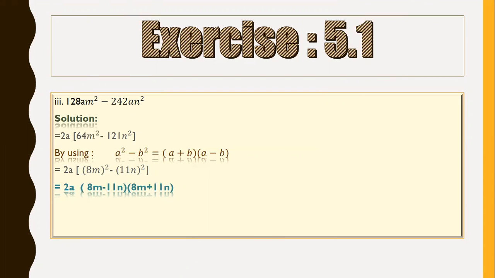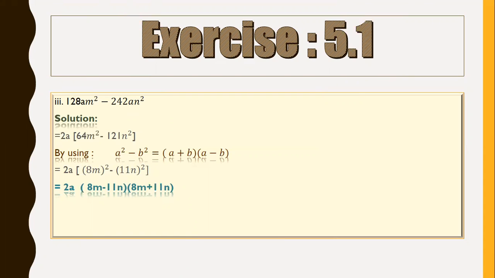And you know how we can take common: you divide 128 by 2 and the quotient will be your required number, which is 64. Same, you divide 242 by 2 and you get 121. So we have 64m square minus 121n square. Now 64 is the square of which number? 8. And 121 is the square of 11. So 8m square minus 11n square.